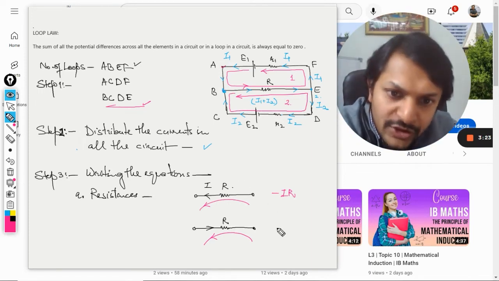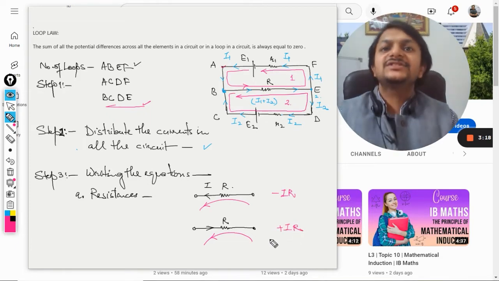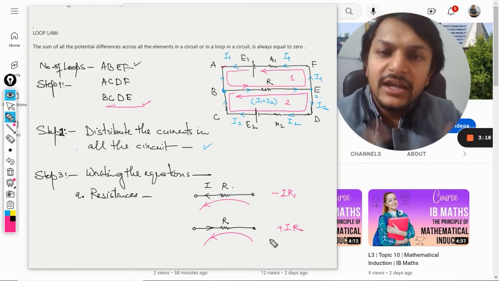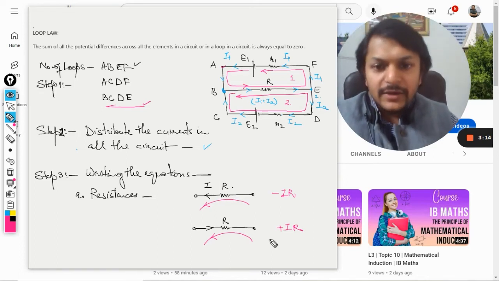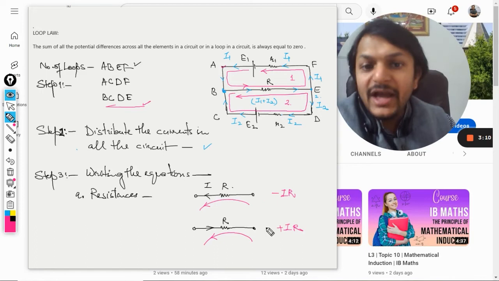So what are we going to do now? We are going to add this term, that is plus IR, in our equation. Okay, so this will be the equation that we are going to add. Now why are we doing this?